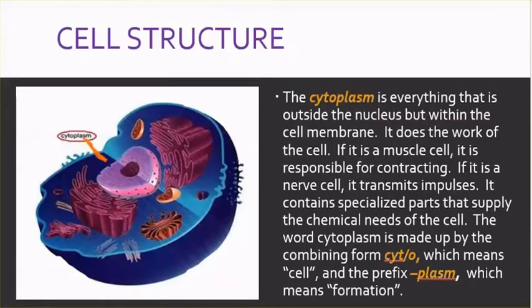Cell structure. The cytoplasm is everything that is outside the nucleus but within the cell membrane. It does the work of the cell. If it is a muscle cell, it is responsible for contracting. If it is a nerve cell, it transmits impulses. It contains specialized parts that supply the chemical needs of the cell. The word cytoplasm is made up of the combining form cyto, which means cell, and the suffix plasm, which means formation.